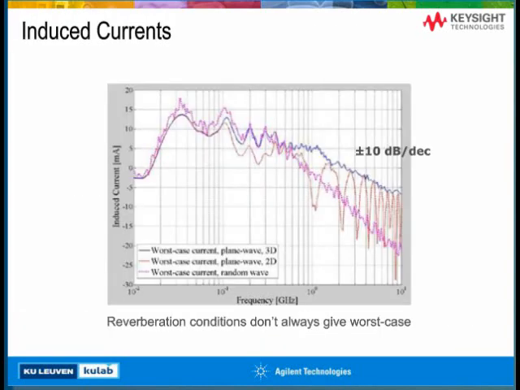Here we then see the worst case current for this example. We see again the same behavior. At low frequencies, we have maxima that are more or less constant when we look at the envelope, and then the envelope goes down with a slope of about minus 10 dB per decade for higher frequencies. We also did this exercise for reverberation room conditions, which we can do by adding up randomly chosen plane waves. And what we learned is that reverberation conditions don't always seem to give the worst case coupling towards the cable.